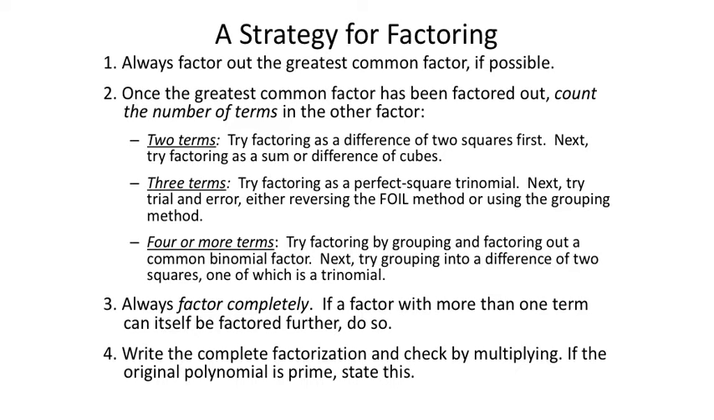Always factor completely. So even if you factor out the greatest common factor in the beginning, always look at the end and see if one of your two binomials you can factor something out from there as well. And then write the complete factorization. Also, you can check by going back and multiplying everything back together just to make sure you get the original expression. And you can pretend to have fun while you're doing it.